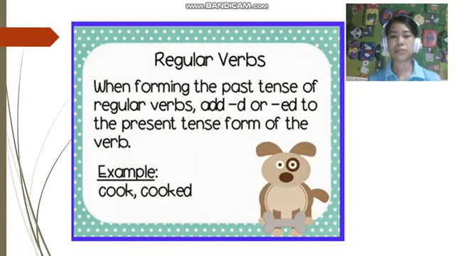When we want to form the past tense of a regular verb, we have to add d or ed. For example, the word cook here is present, but cooked here is past tense. So for the past tense form, you can just add ed to the present form, and that's it. But if the verb already ends in e, for example the word dance, you can just add d. You cannot add ed because it has e already.